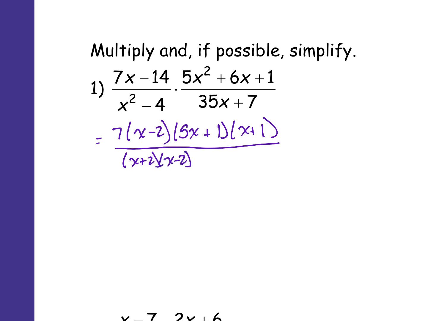And then 35x plus 7, I think I can take a 7 out of that, and I should get 5x plus 1. Okay, notice all I did was factor. I just factored everything, okay? And now I'm going to go through and make ones.